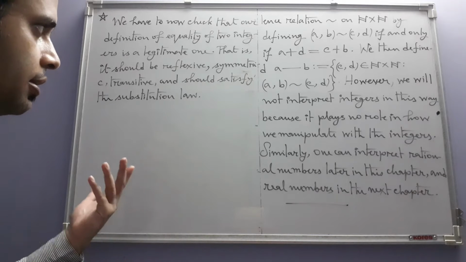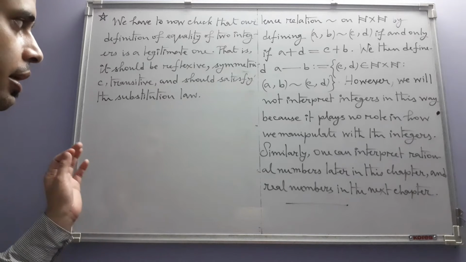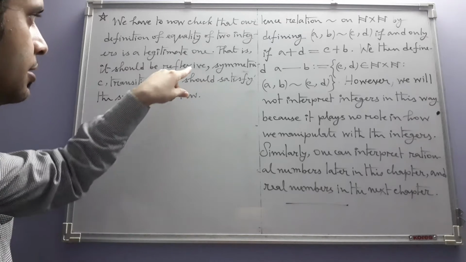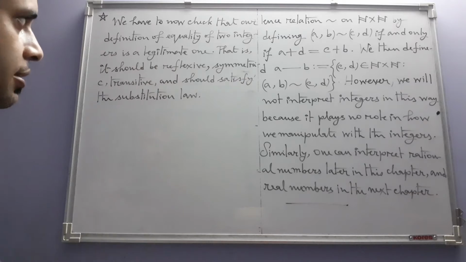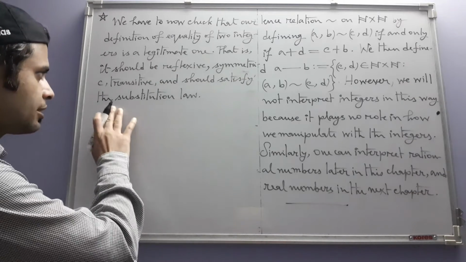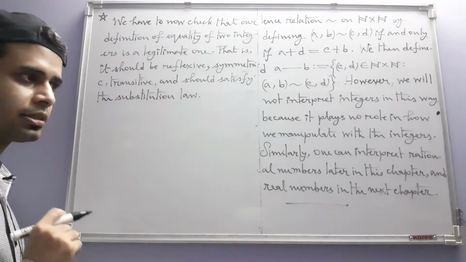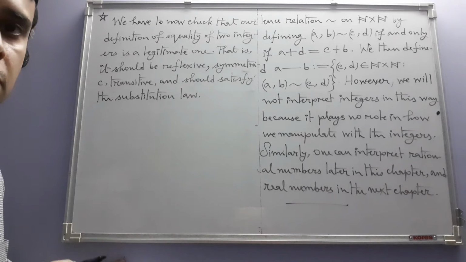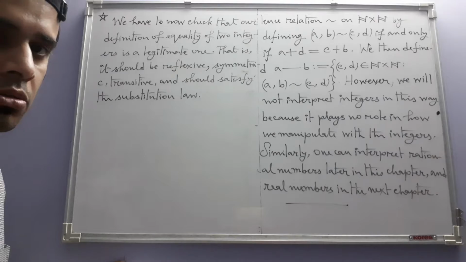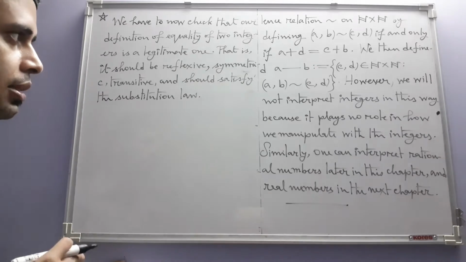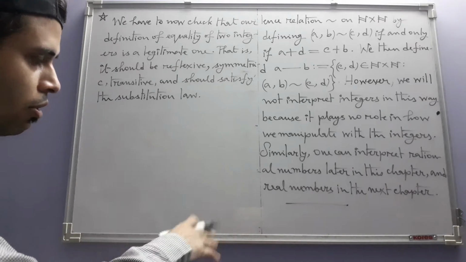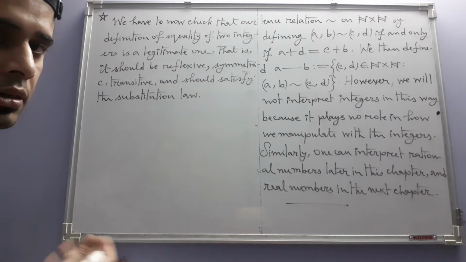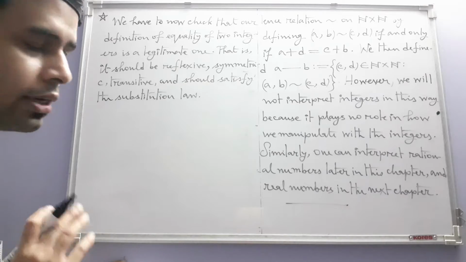For that criterion of equality to be a legitimate one, it should be an equivalence relation, that is, it should be reflexive, symmetric, and transitive, and it should also satisfy the substitution law. The substitution law, however, is something that not only depends on the definition of your equality, but it also depends on the operations and functions that you may define in that system of objects.